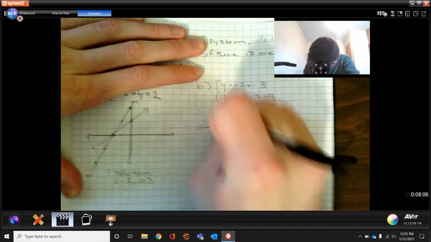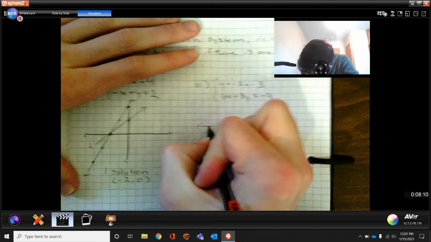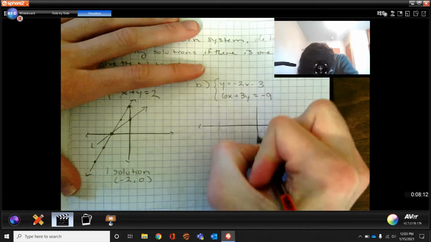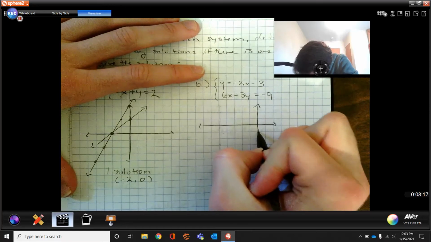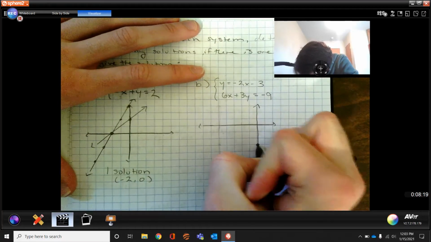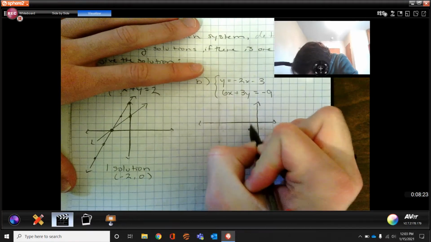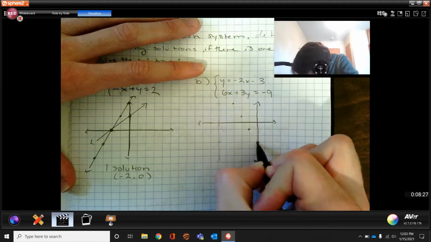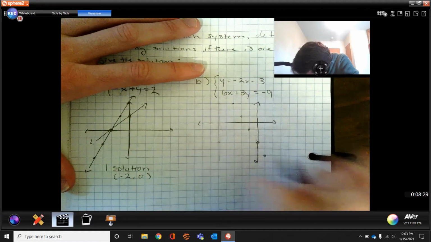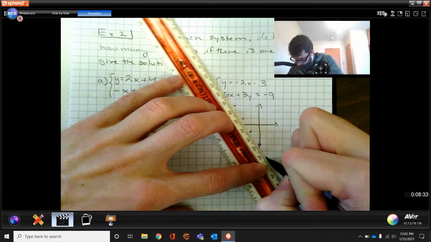Here, sorry, I actually need to change this y-axis a little bit. I need to push it this way. So negative 3. 1, 1, 2, negative 3, and our slope is negative 2. So up 2, left 1, up 2, left 1, up 2, left 1. And heck, we can go down 2, right 1. So here's going to be that first line. Okay.